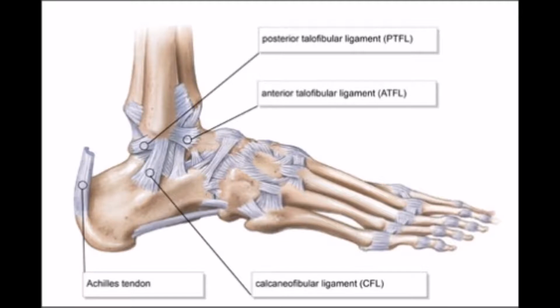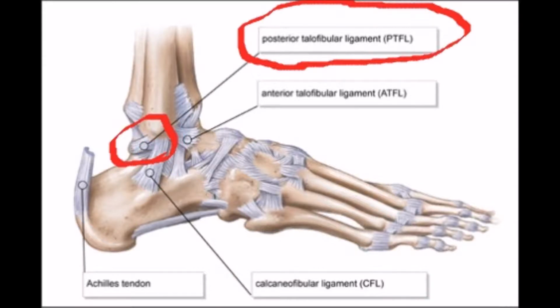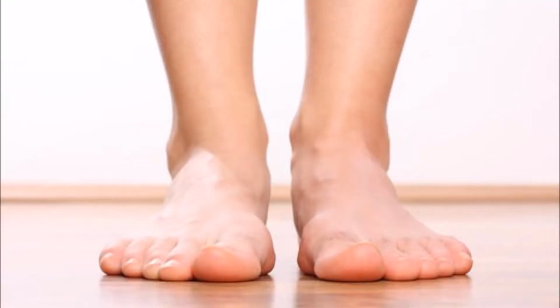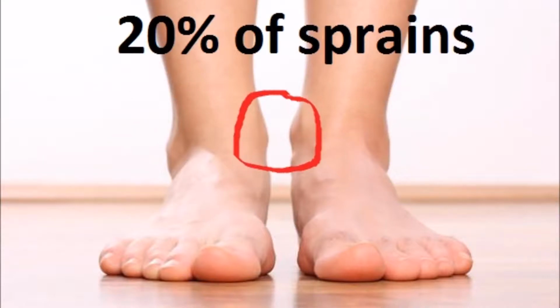The anterior talofibular ligament, or ATFL, is a part of a group of three ligaments called the lateral collateral ligament of the ankle. The lateral collateral ligament consists of the ATFL, as well as the calcaneofibular ligament, or CFL, and the posterior talofibular ligament, or PTFL. 80% of all ankle sprains occur to one of these three ligaments on the lateral side, with the other 20% of sprains occurring to the deltoid ligament on the medial side.